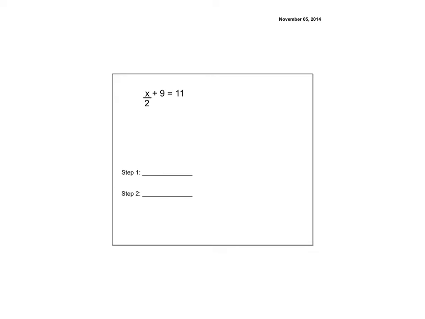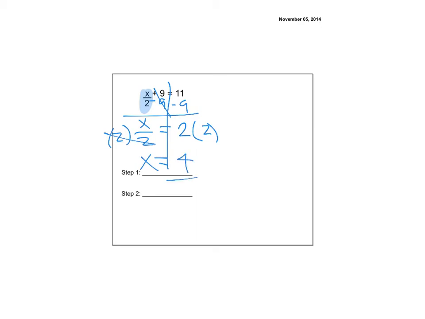All right, this one's a little different because we have this fraction here at the beginning. Now, keep in mind that fractions really mean division. So to undo the division, we're going to multiply. But we don't want to do that just yet. We want to take care of this 9 first. So I'm going to subtract 9 from both sides. So I have x over 2 equals 11 minus 9 will give me 2. And then I'm going to multiply both sides by the denominator. So I'm left with x equals 4.